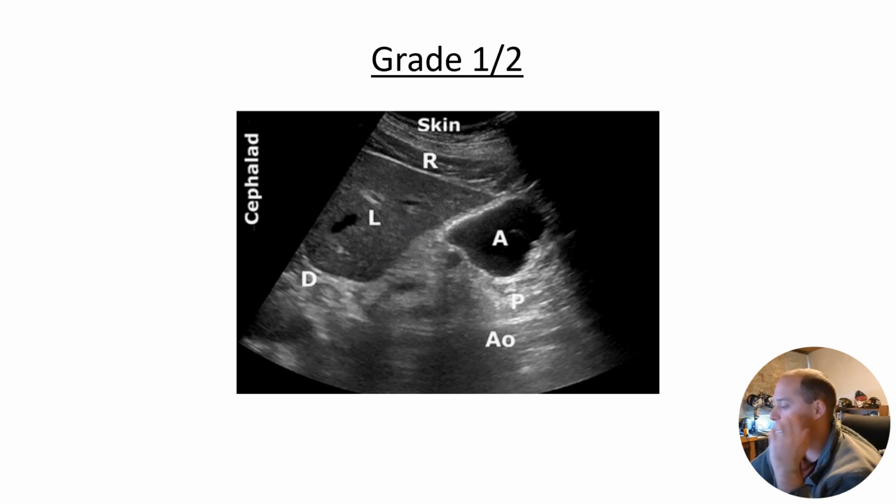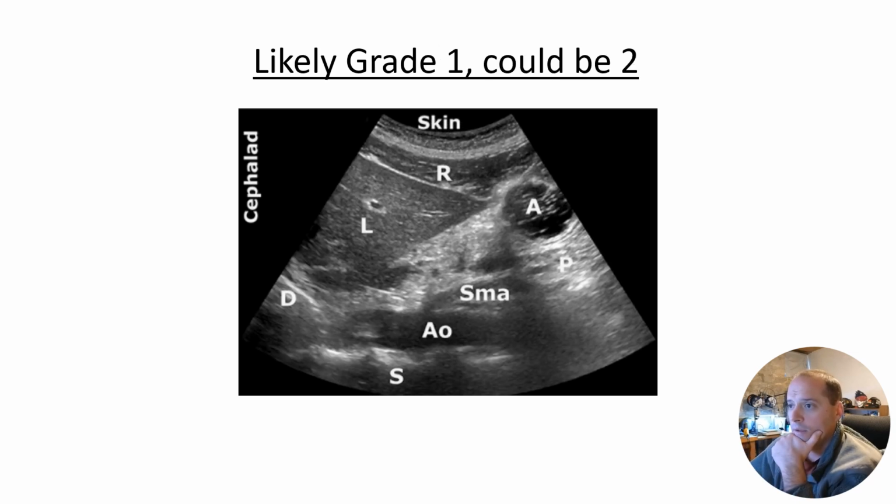This is a grade 1 or 2. We'd have to do a cross-sectional area calculation on that, where we freeze the frame and draw a circle around the antrum itself, using the device and including the multi-layered wall. This is likely a grade 1, could be a grade 2. Do you see the starry sky?